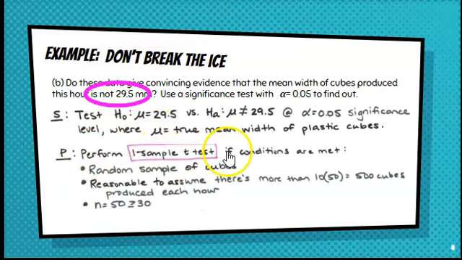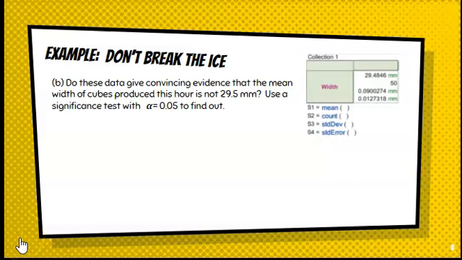I'm going to perform a one-sample t-test if the conditions are met. First condition, is it random? Was it a random sample? If you go back and look at the question, it was a random sample. Is it reasonable to assume that there are more than 10 times 50, or 500, cubes produced in 1 hour? Yes, that's reasonable to assume. And lastly, is my sample large enough to use the central limit theorem? Is n greater than or equal to 30? Yes. And I would add on here that by the central limit theorem, we know that the sampling distribution is approximately normal.